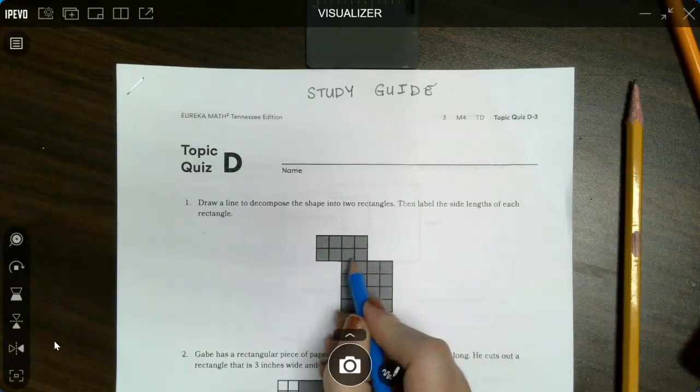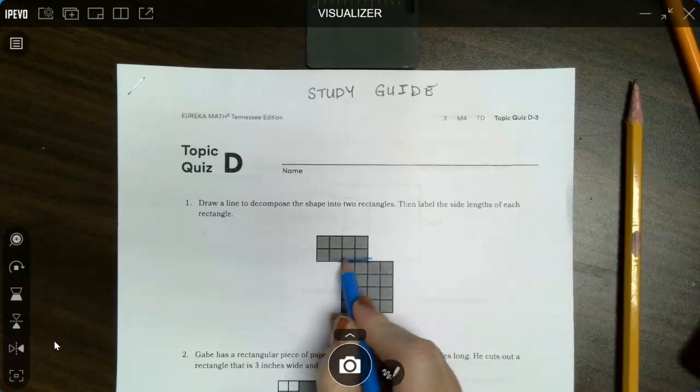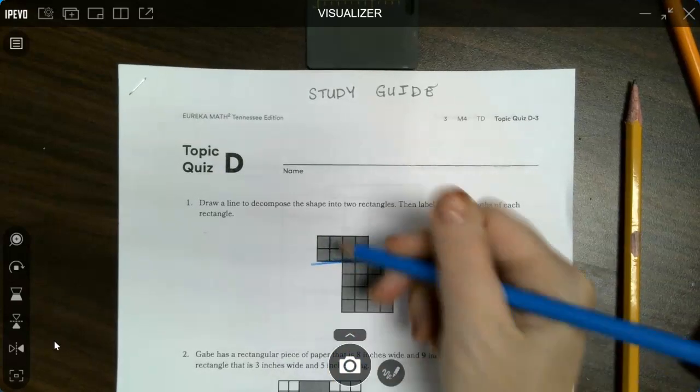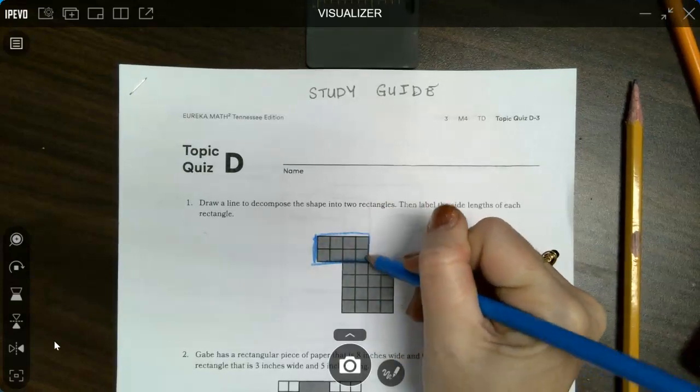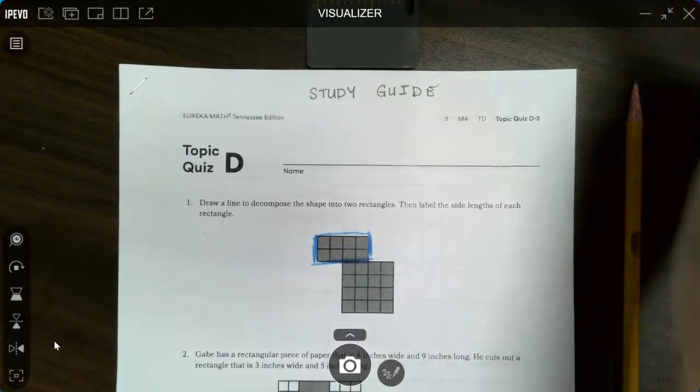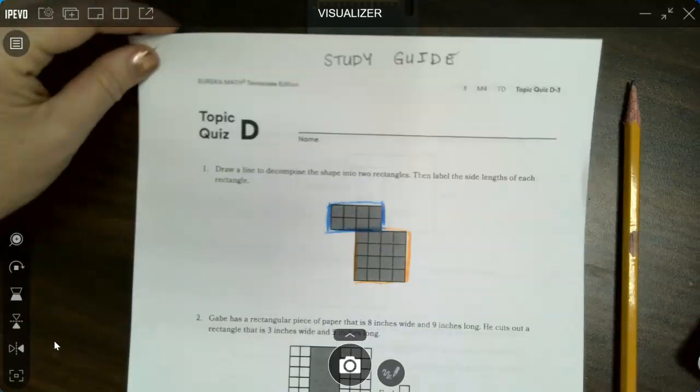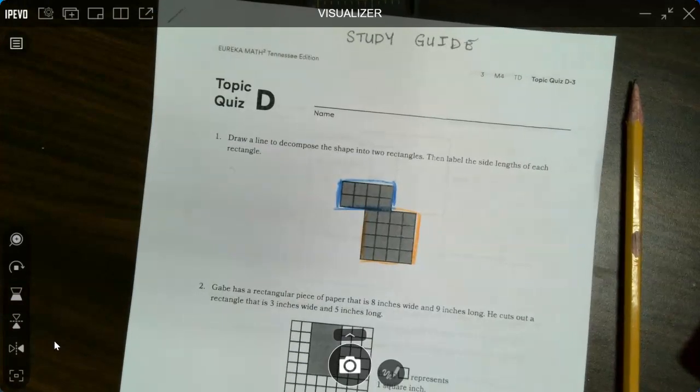So if I look right here, I could snap this off and it would be a rectangle, and this other shape would be its own rectangle. They want me to label the side lengths of each of those rectangles because I don't necessarily know how to find the area of a rectilinear shape. I do know how to find the area of a rectangle and then put those areas together.